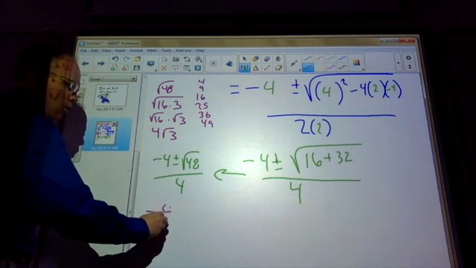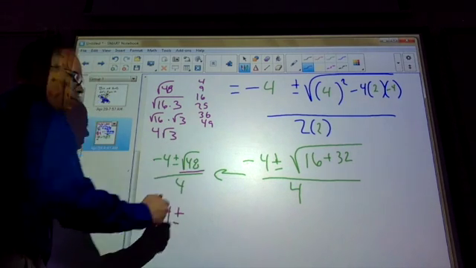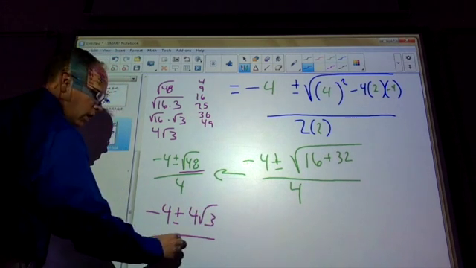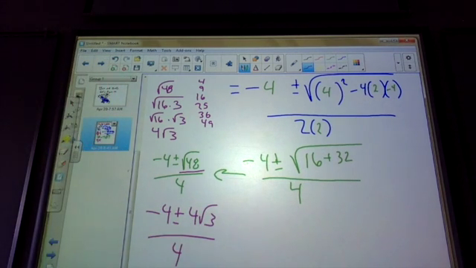So I have negative 4 plus or minus. I'm going to replace root 48 with 4 root 3. And the whole thing is all over 4. There's 3 places I can reduce on this problem. I cannot reduce inside of the radical ever if I have something outside.